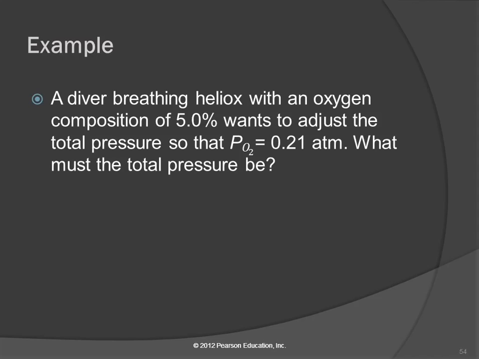So let's do an example. A diver breathing Heliox with an oxygen composition of 5% wants to adjust the total pressure so that the partial pressure of oxygen is 0.21 atmospheres. What does the total pressure need to be? So we want the partial pressure of oxygen to equal 0.21 atmospheres.